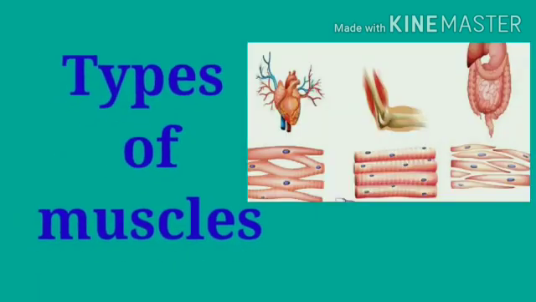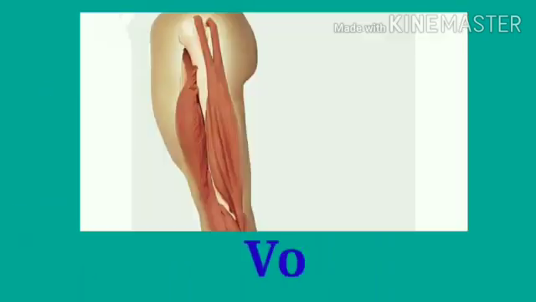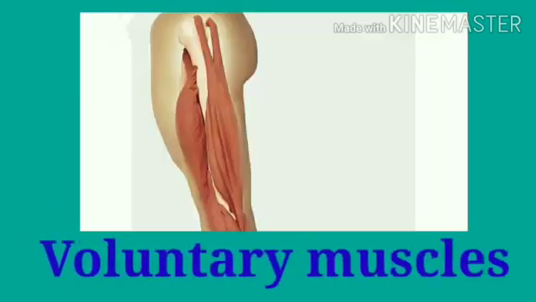Let us study about types of muscles. Muscles are of three types. The first type of muscles is voluntary muscles. As its name suggests, they work according to our will and we can control their action. They are found in our arms and legs and help in the movement of our arms and legs.